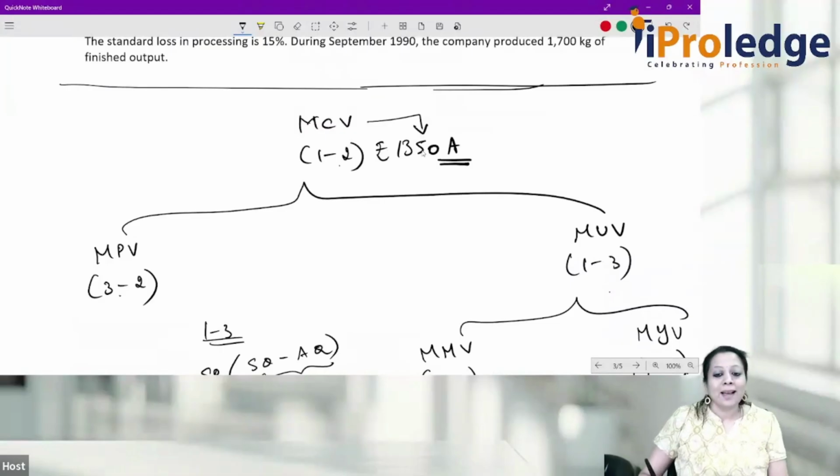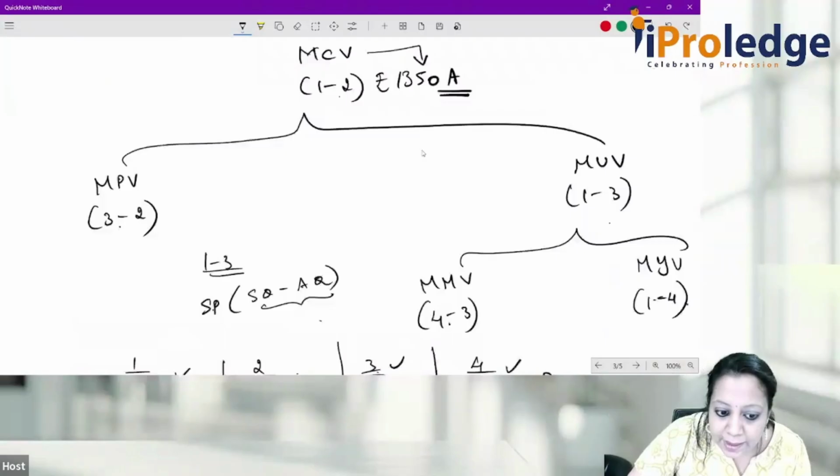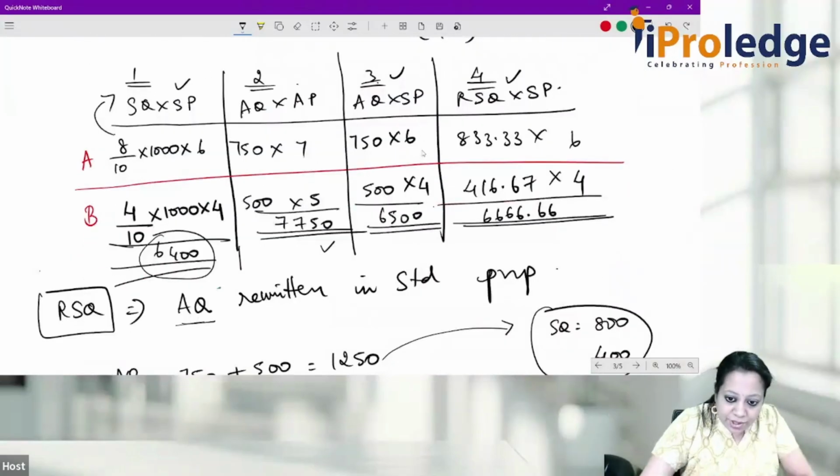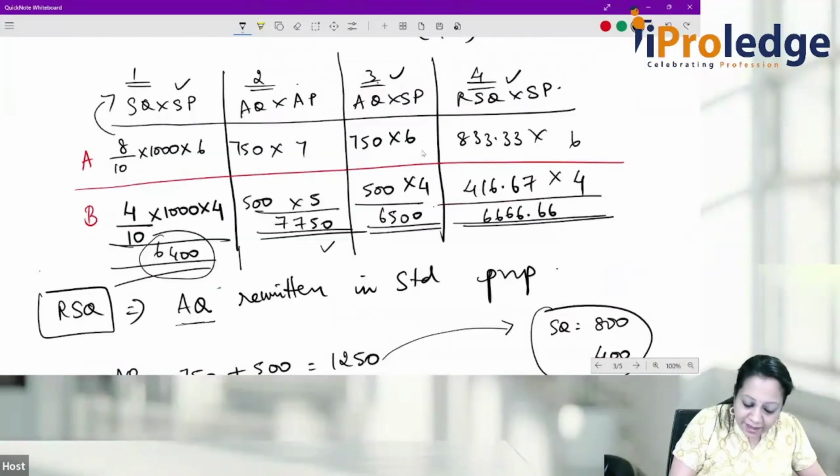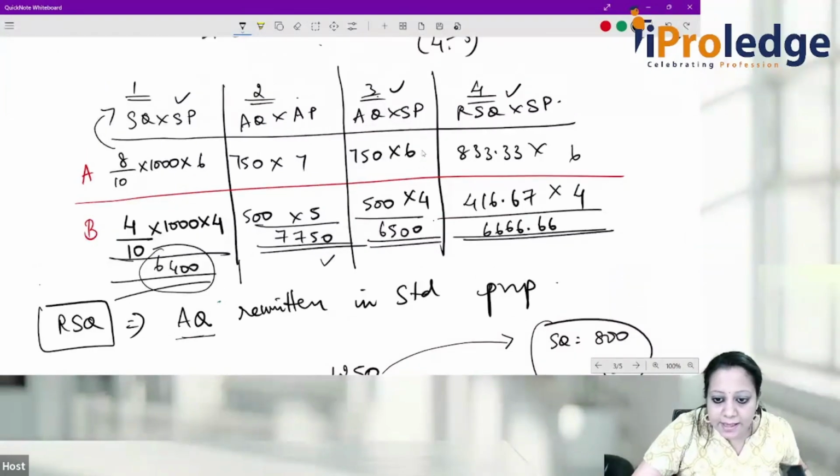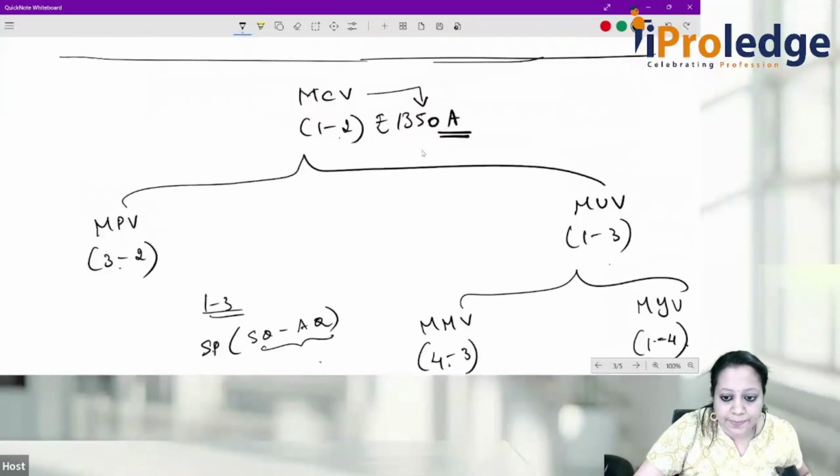You will be provided marks. But I am writing MCV and all. You should write material cost variance in the exam. Full words. But with charts, you will get marks. Don't worry. Next, price variance 3 minus 2. That is going to be 6,500 minus 7,750. How much is coming? 1,250. Adverse, isn't it? Yes.